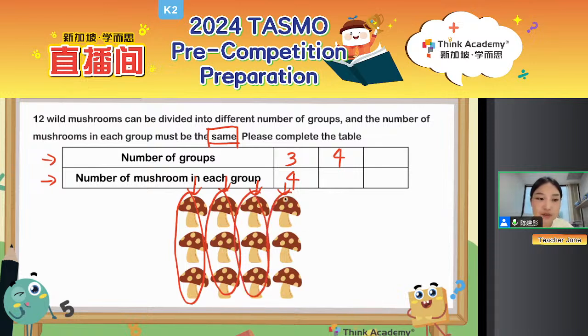3 mushrooms. Okay, so everyone, this is how we can share them. Good job, Yuancheng. So if we share them into 4 equal groups, there will be 3 mushrooms for each group. And then probably there are some other ways. What about sharing them into 2 equal groups? 2 equal groups. How can we do it? Each group will have how many?